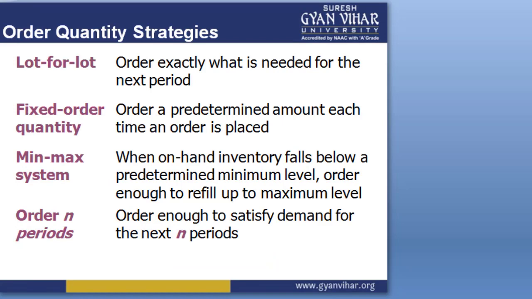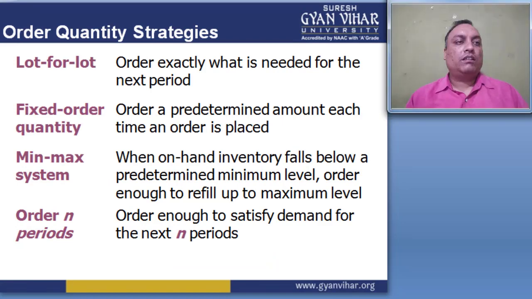And these are the different types of order quantity strategies. These are the lot for lot. First is order exactly what is needed for the next period, and this is the lot for lot strategy. And the fixed order quantity. Fixed order quantity, you want to fix the order. Suppose after 10 days you will take 20 items for this product. So this is the fixed order quantity.